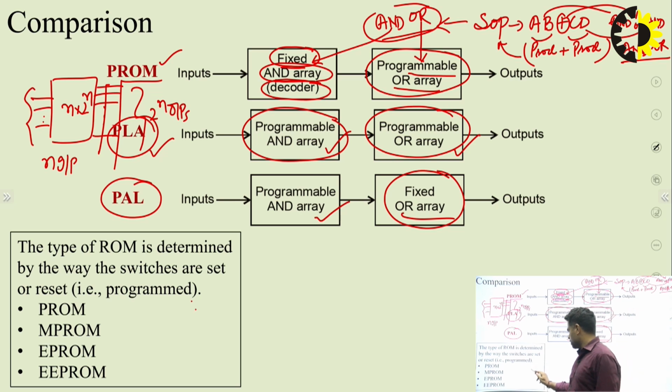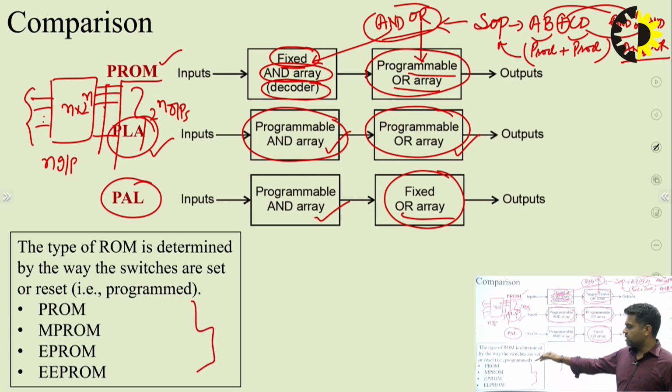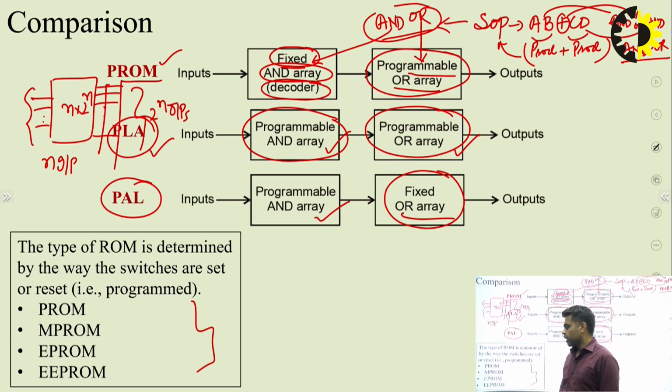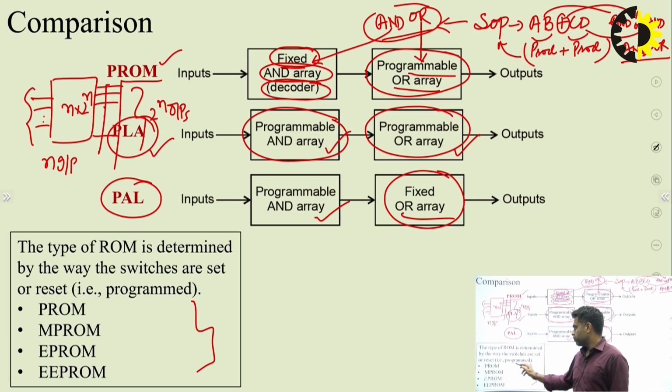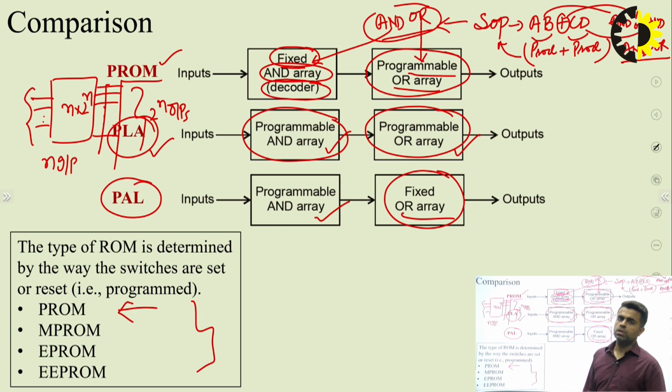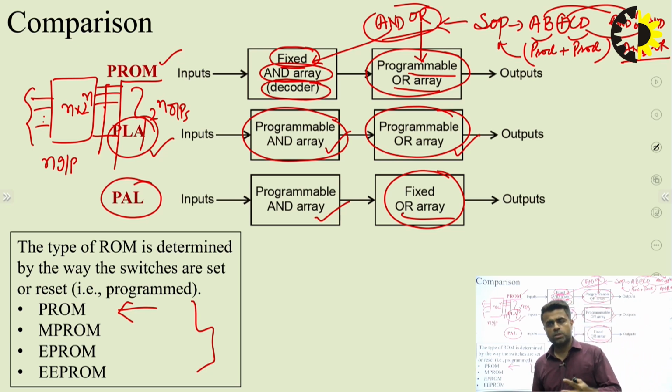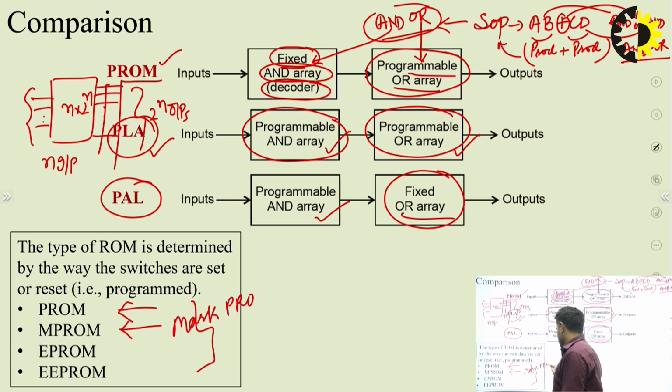Now these are the basic classifications. This can be a separate question: what are the different types of PROM or ROM, and which of these is convenient for me to be used as a PLD. So PROM is programmable read-only memory, that means the user is allowed to program it as per his convenience. MPROM means mask PROM. That means it is programmed once by the manufacturer, not by the user.